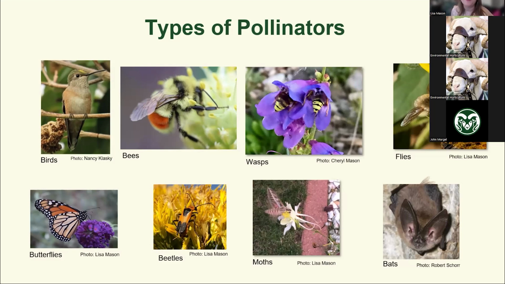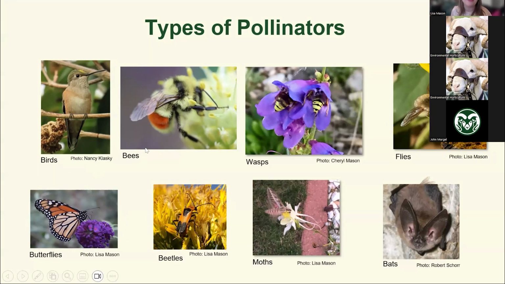Wasps, some types of wasps can also be pollinators. Pictured here are pollen wasps, and they exclusively feed on pollen and nectar. So you'll see their pointy little abdomens hanging out of penstemon flowers this season. Flies, we're going to talk a little bit more about, but flower visiting flies are great pollinators, and syrphid flies are predators for pest insects.